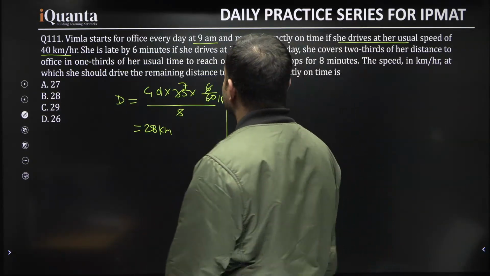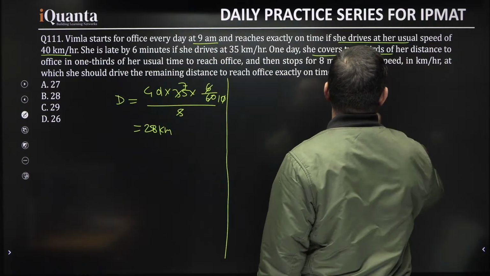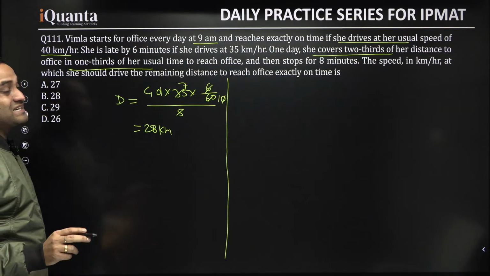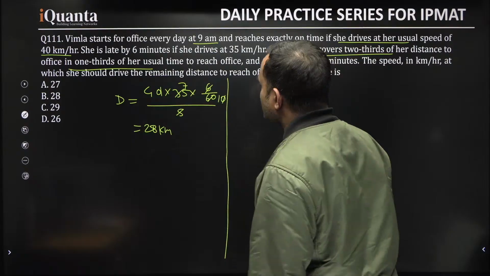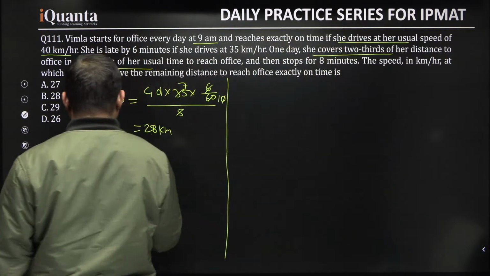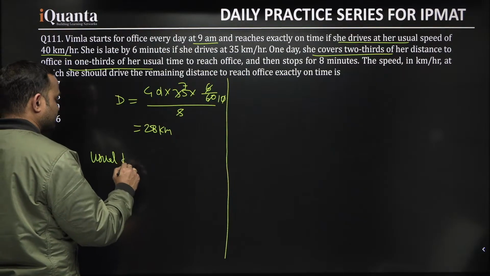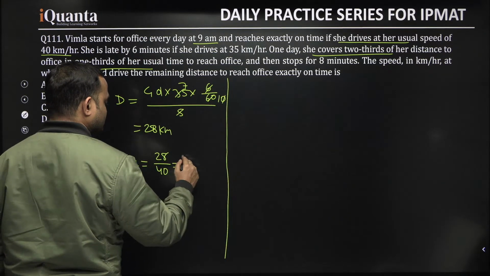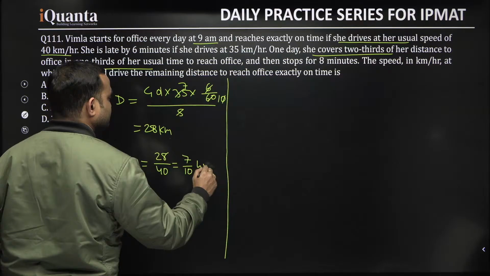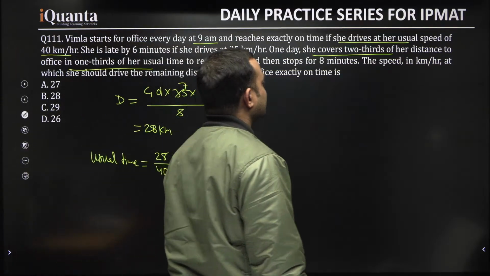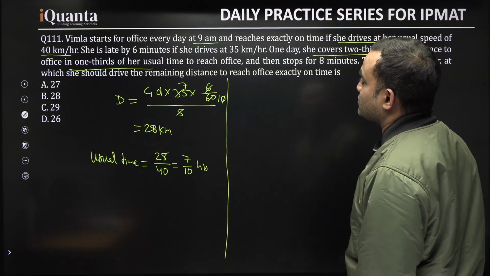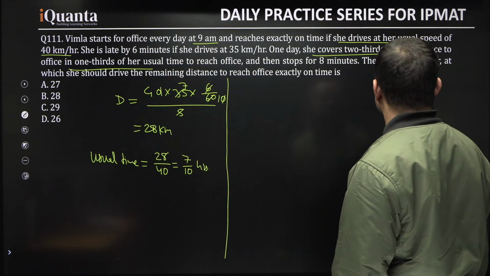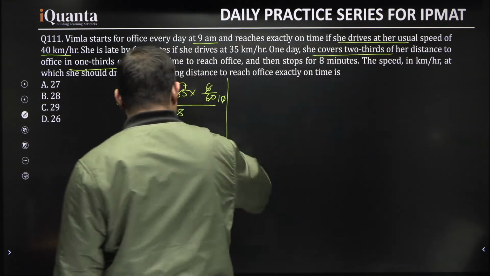Now it says one day she covers 2/3 of her distance to office in 1/3 of her usual time to reach office. 2/3 of, so what's the usual time? Usual time is equal to 28 upon 40, which is equal to 7 upon 10 hours. है ना? One day she covers 2/3 of her distance to office in 1/3 of her usual time to reach office and then stops for 8 minutes. ओके, सो कितने टाइम में वो पहुंच गई, 1/3.